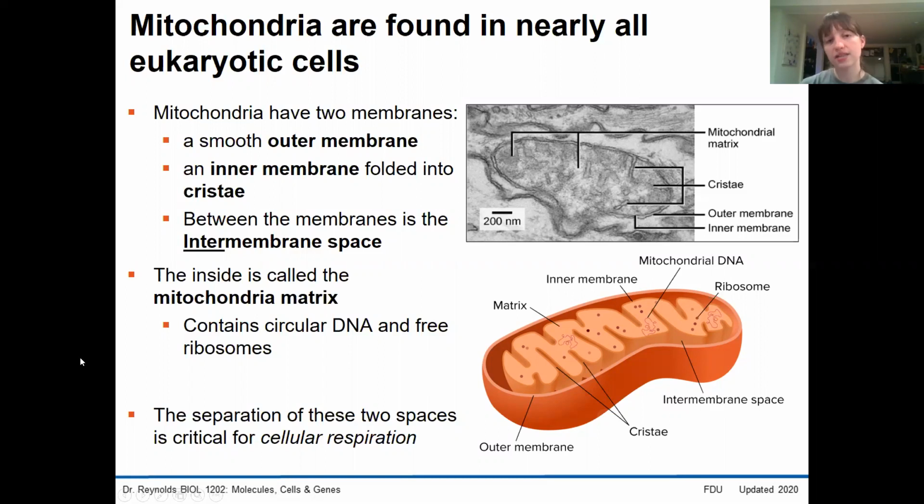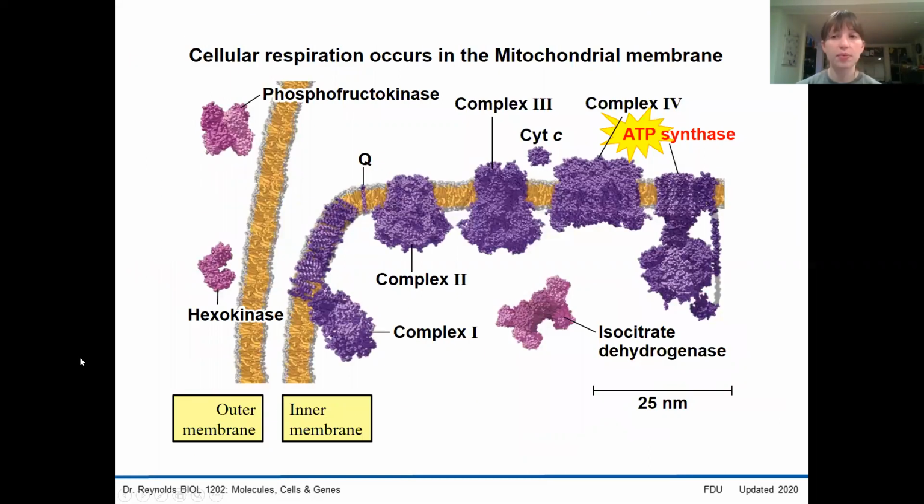Between the membranes is a space known as the intermembrane space. And then inside of that inner membrane is the mitochondrial matrix, where the ribosomes and the circular DNA are found. This is an example, and you're going to see this slide again, where you can see that arrangement. There's an outer membrane, an intermembrane space between the outer and inner membrane. There are proteins embedded in the inner membrane that are responsible for cellular respiration, and then there's a mitochondrial matrix that fills inside.